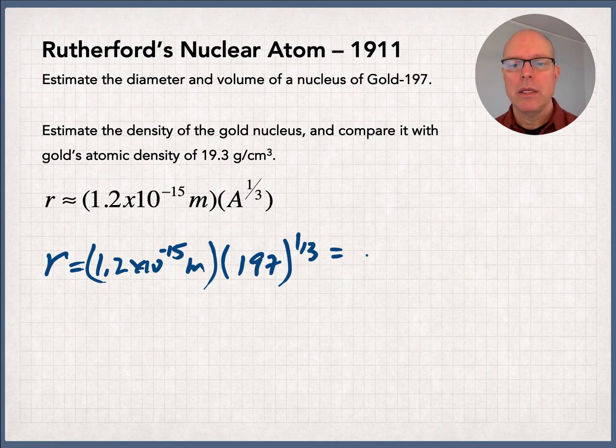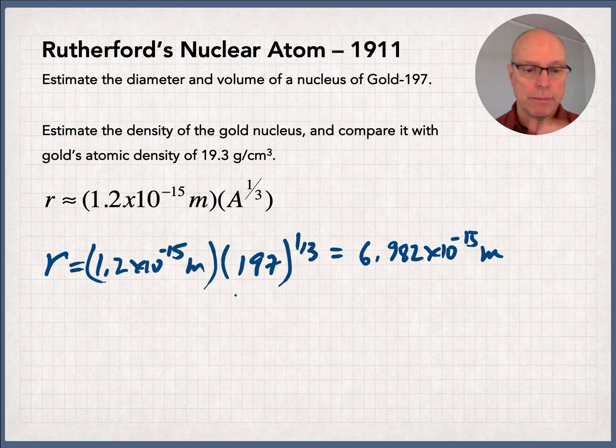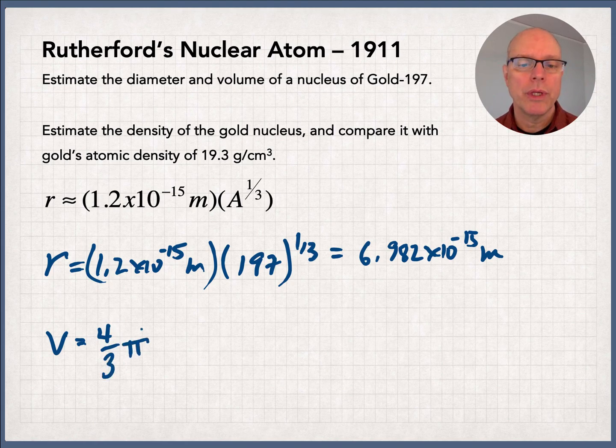And what we get is a pretty small number, 6.982 times 10 to the minus 15 meters. Okay, and minus 15 meters, by the way, is called a femtometer. So around 7 femtometers is the size of a gold nucleus. Now, to get the volume of the gold nucleus, what we're going to do is pull out an oldie but goodie from geometry. The volume of a sphere, which is what we're going to assume that the gold nucleus is, 4/3 pi times the radius cubed.